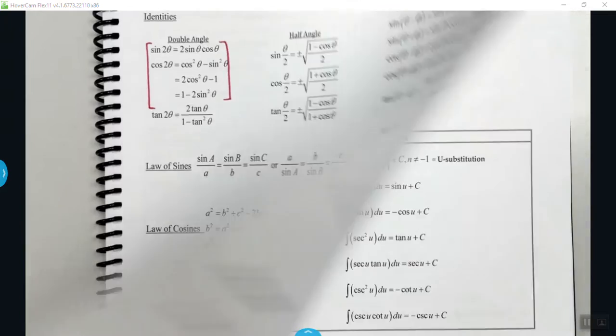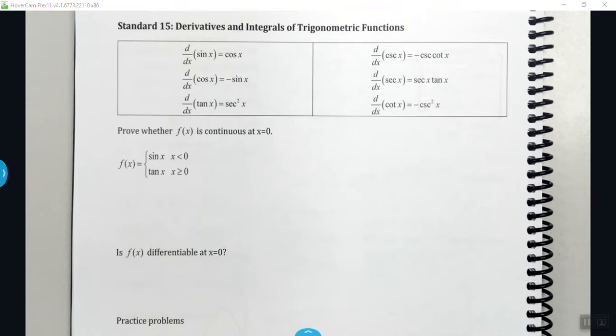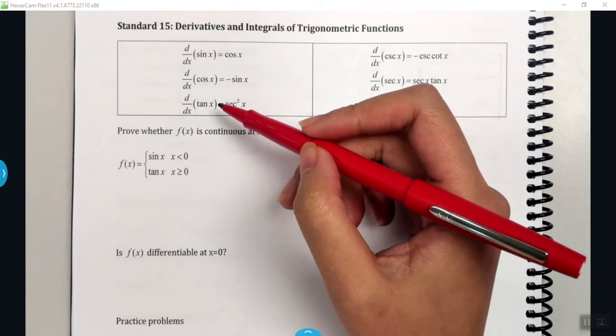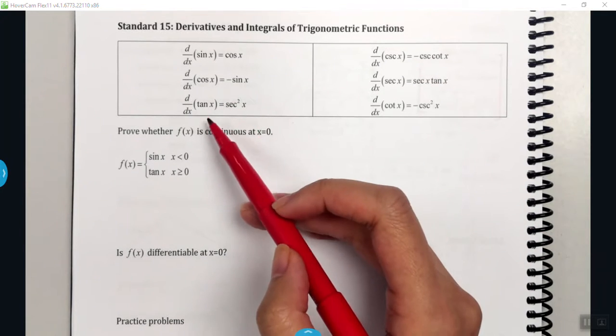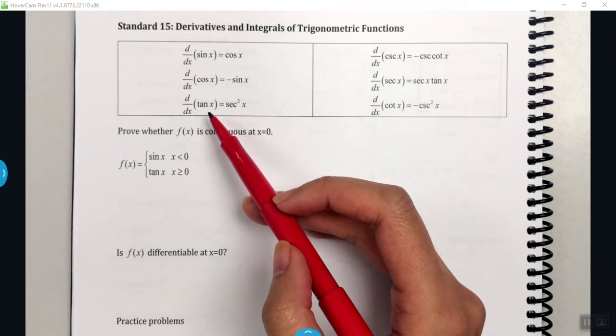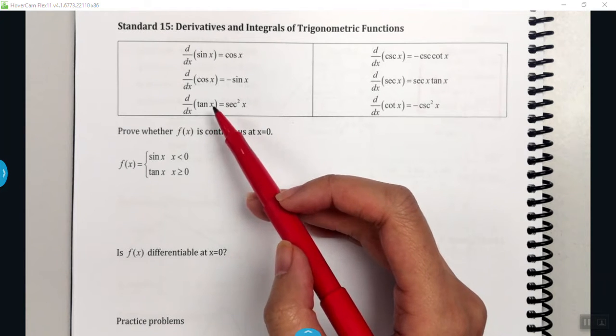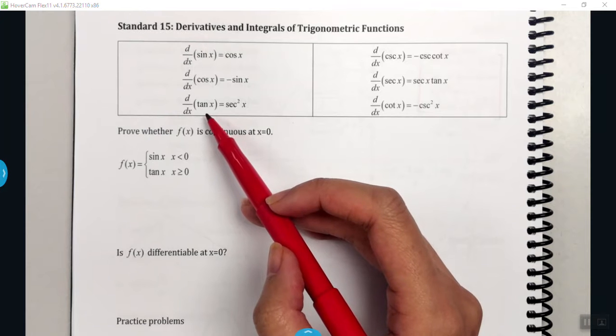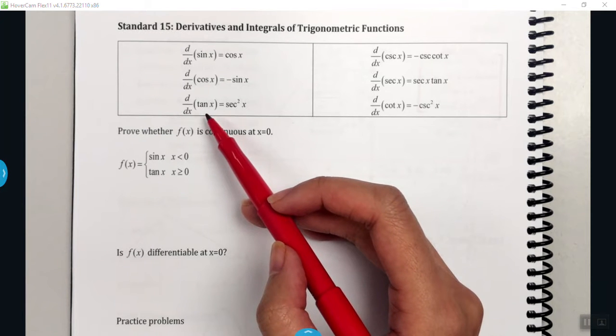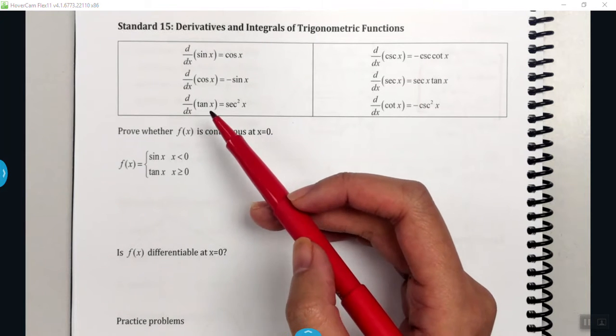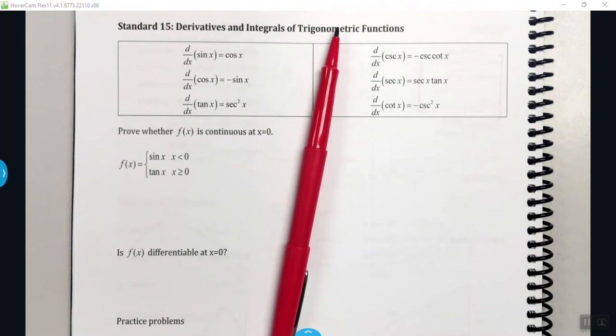Things you do need to memorize are derivatives and integrals of trig functions. Do you remember last year when you did these? Did you in your pre-calc class derive tangent? Tangent is sine over cosine, and then you did quotient rule.